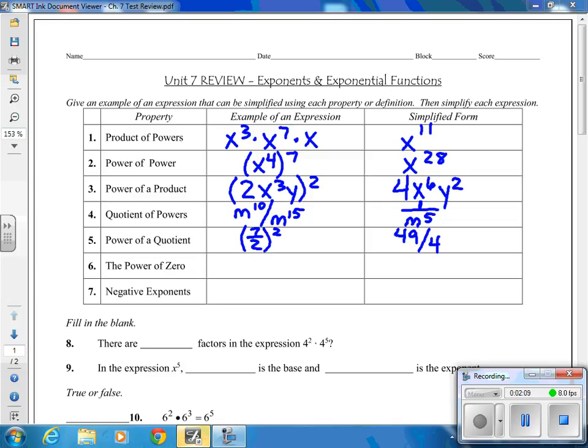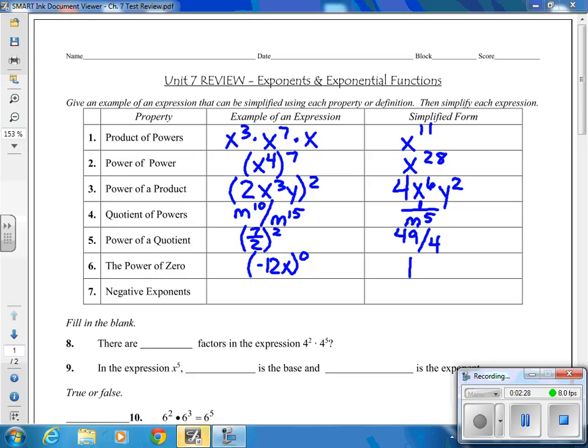For number six, the power of zero is anything that's raised to the power of zero. So in this case, if I use negative 12x all raised to the power of zero, then because all of that in parentheses is raised to the power of zero, my answer is just 1.